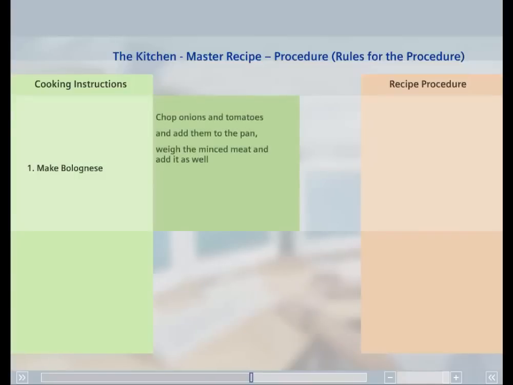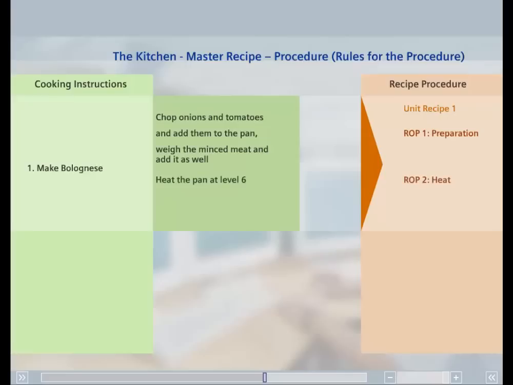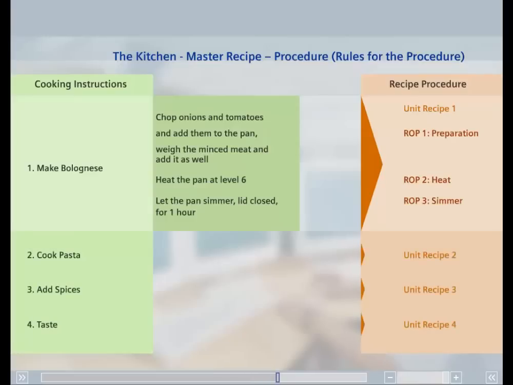The first 3 substeps cover the preparation of the dish, and in unit recipe 1 are mapped to the recipe operation called preparation. Warming up the pan is mapped to the heat recipe operation of unit recipe 1, and the 5th substep to the simmer recipe operation of unit recipe 1. The instructions 2 through 4 are mapped to unit recipes 2, 3, and 4.